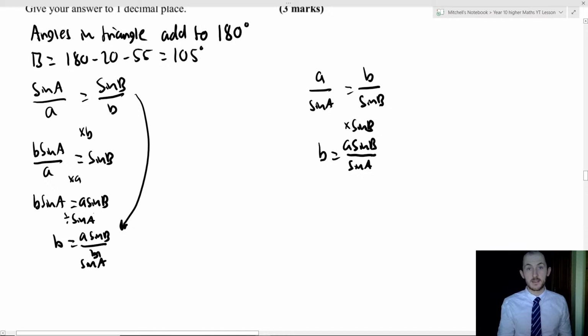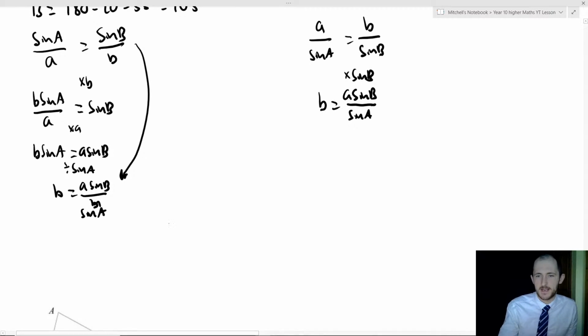Because if you notice, and go back through the video if you don't notice this yet, it actually has the same pattern every time. Okay? So it's the side, the other side, times the same angle over the other angle. If that makes sense. Okay, so now what does B equal?